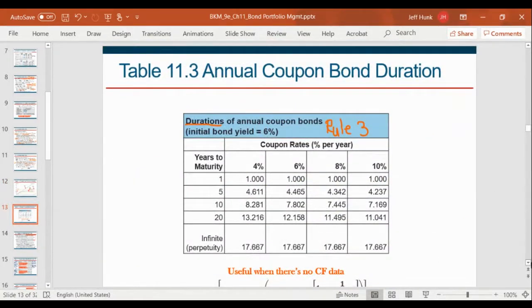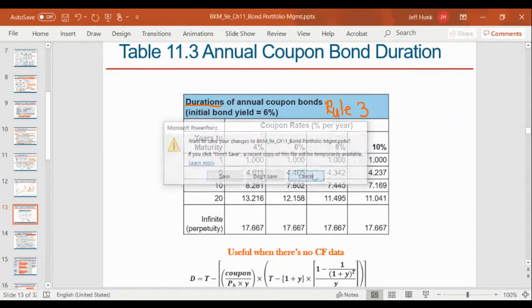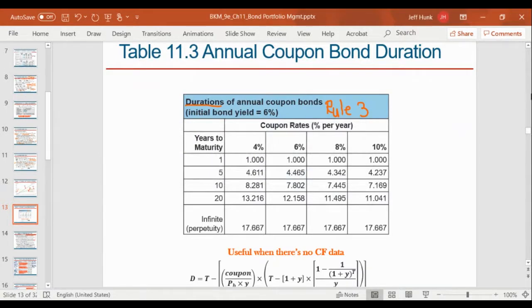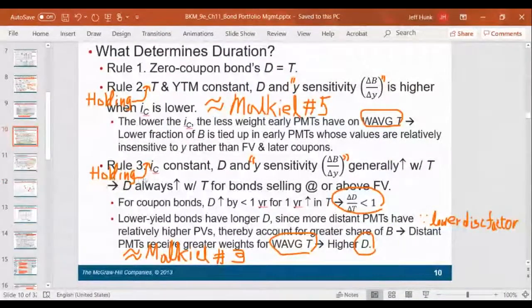And then this is an example of rule number 3, because, oops, I could have almost closed it accidentally. Rule number 3 has to be shown this way because it has to do with different maturities. What was rule number 3? Holding coupons constant, duration generally increases with maturity.